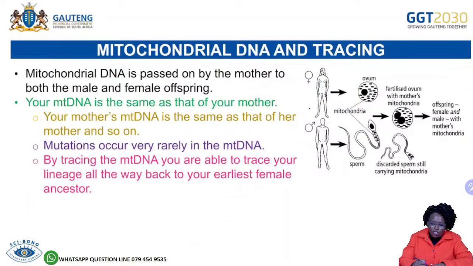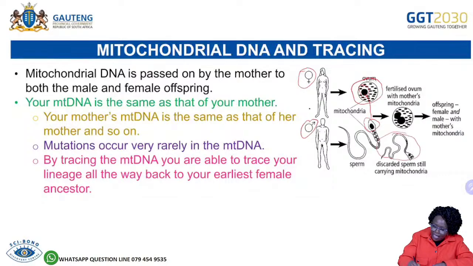Very important for us to notice that we've got a female and a male. When fertilization takes place, this is the whole ovum with all the content of the ovum. However, when the sperm cell fuses, it's only the nucleus that fuses with the nucleus of the ovum. And this sperm cell, the mitochondria and everything else is discarded.